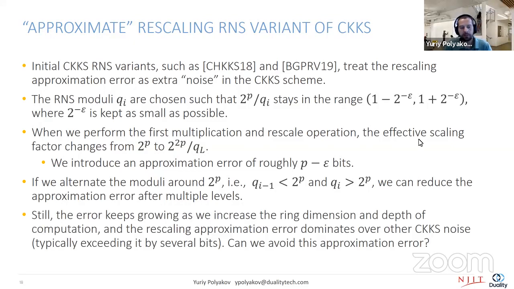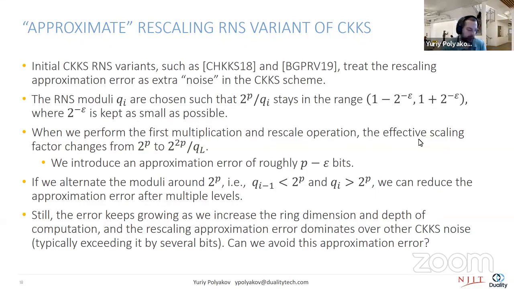Still, the error keeps growing as we increase the ring dimension and depth of computation. In those scenarios, we've observed that the rescaling approximation essentially dominates over the CKKS noise. We can even disregard the CKKS noise and estimate the error based on just rescaling itself. And the question we posed: can we avoid this approximation error?